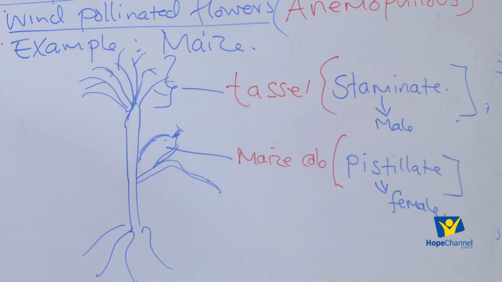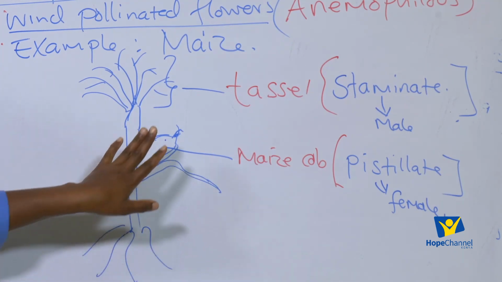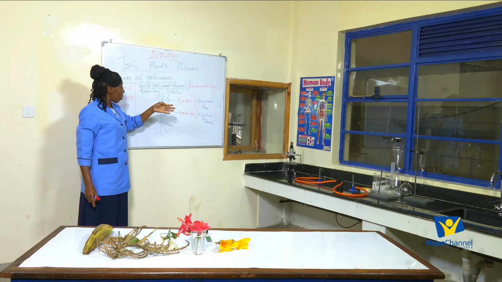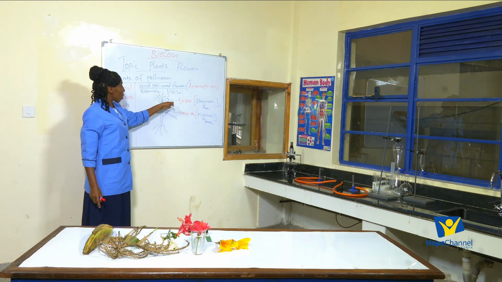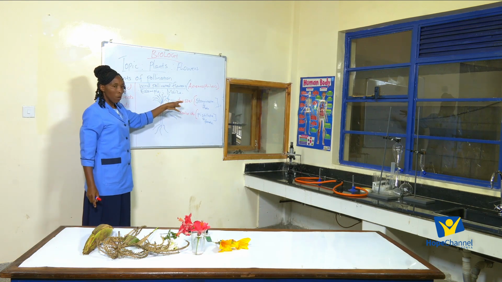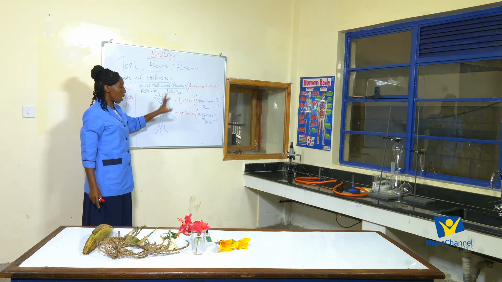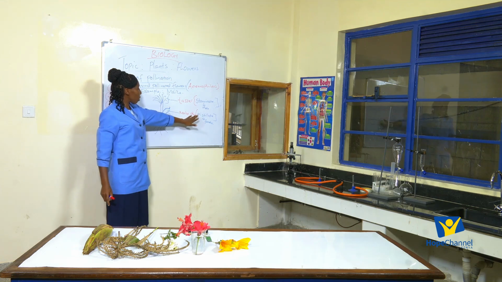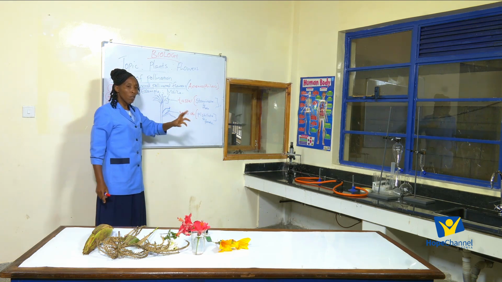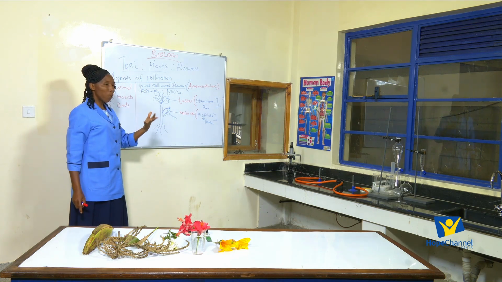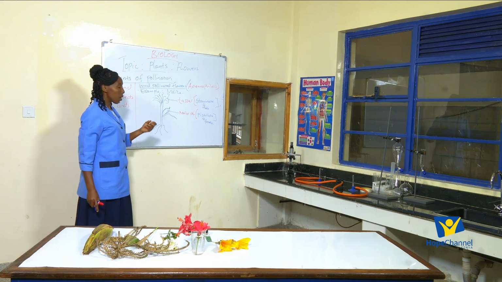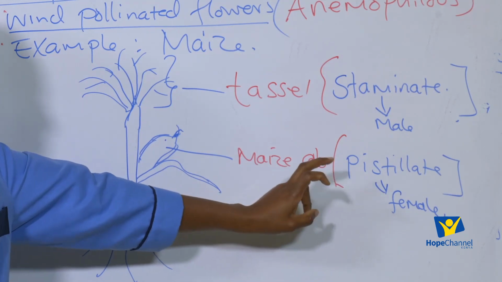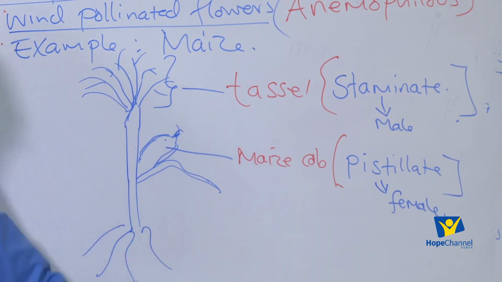Now, remember what we said. The male part of the flower is where the pollen grains are produced. This is where we have the anthers, which produce the pollen grains. Then the pistillate consists of the female part, where we have the stigma, the style, and the ovary. So this is where we expect fertilization to take place.